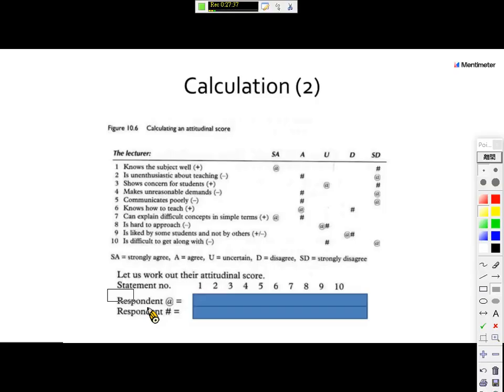Please tell me, what is the respondent A's average score? Come on, do your math.